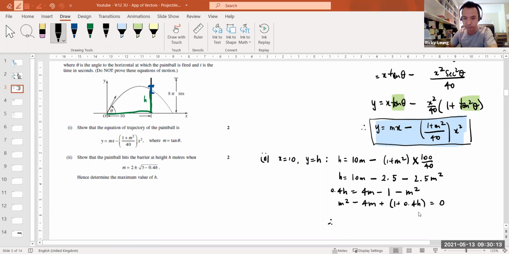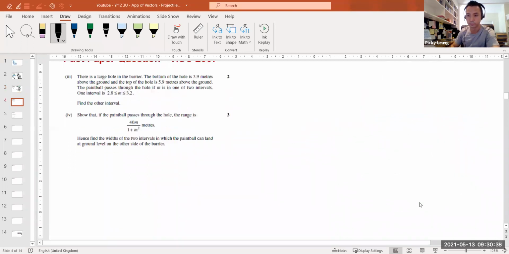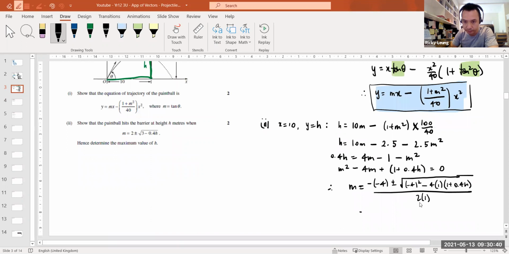So therefore, my quadratic solved might be minus b, so minus -4, plus minus root b squared minus 4ac, all over 2a. Now I'm hoping this cleans up nicely, so let's see. 4 plus minus square root, all over 2.